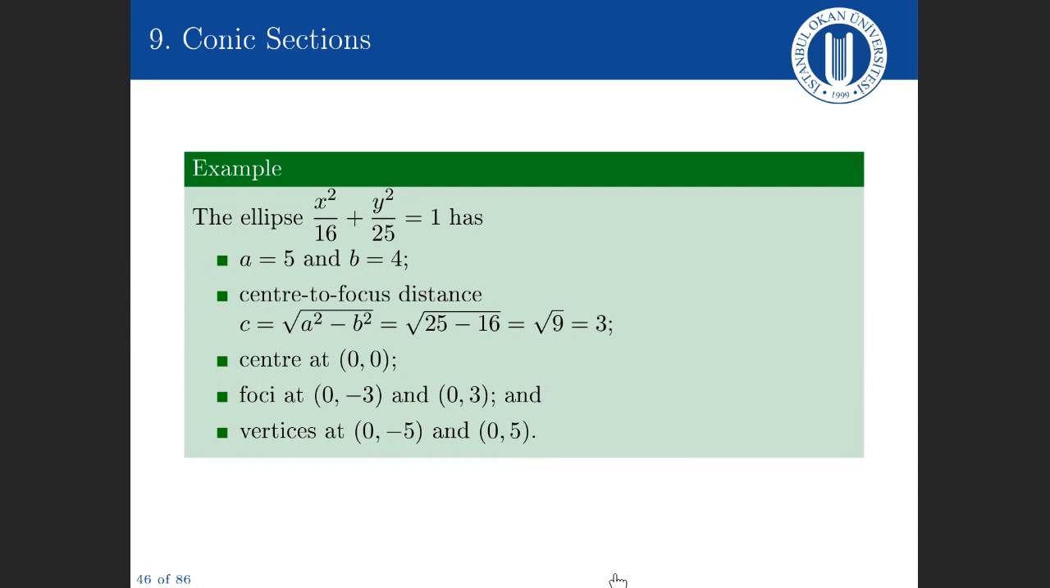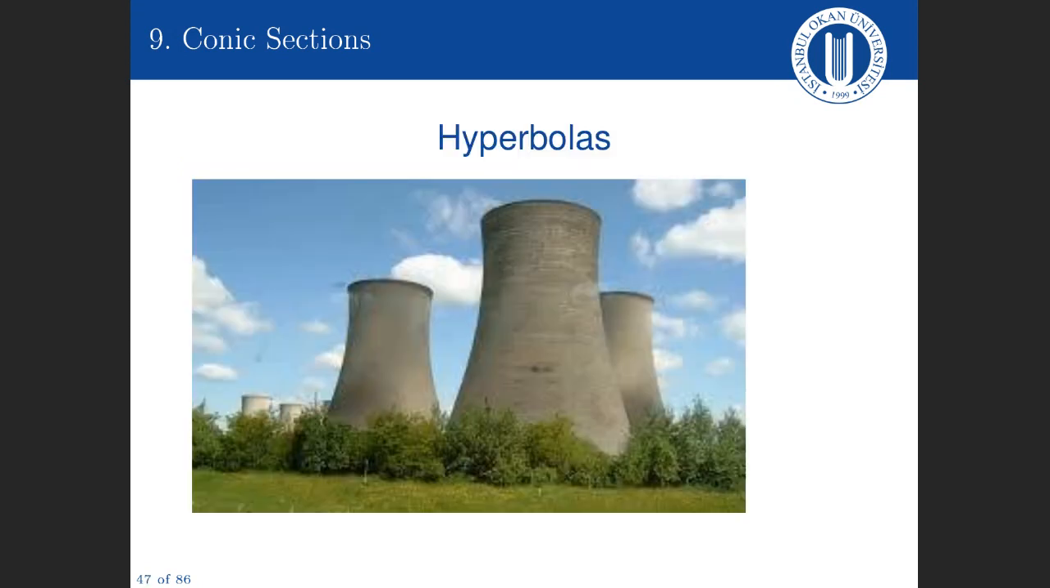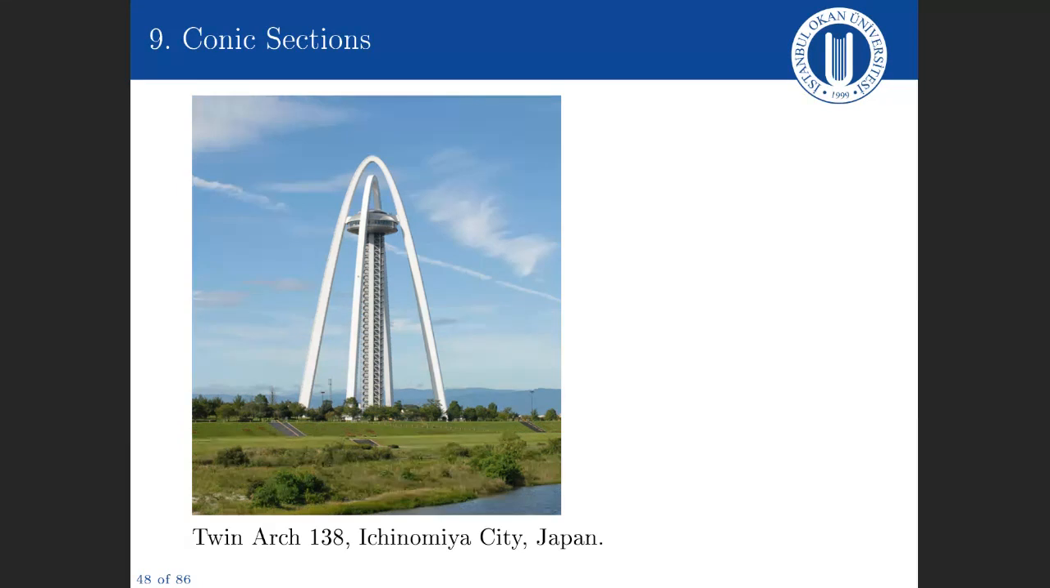Let's move on to hyperbolas. Where do we see those? We see those on cooling towers. These curves on the outside of cooling towers are typically hyperbolas. And this building in Japan is built using hyperbolas.